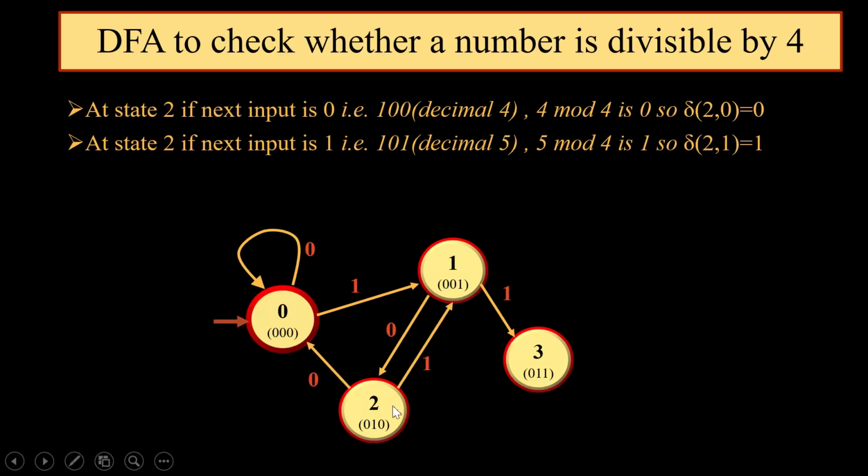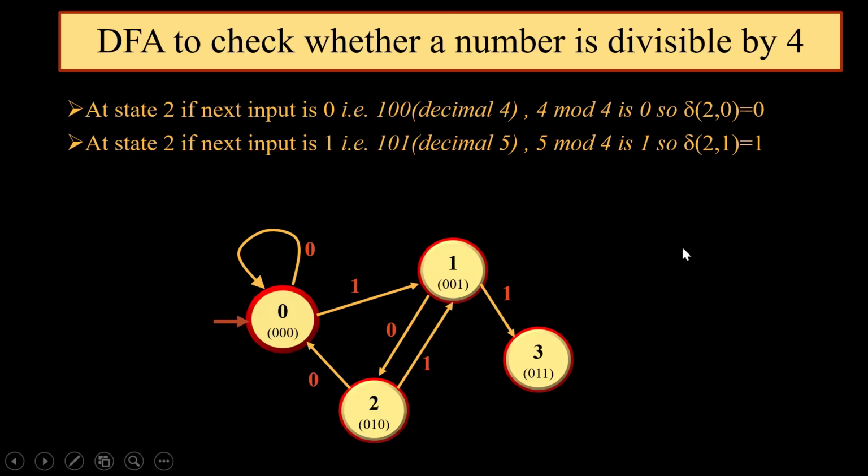We are at state number 2. That means we are at 1 0. We receive 0. That is equivalent to 4. 4 mod 4 is 0. So we have output as 0. And if we are at 1 0 and we get a 1, which is equivalent to 5, 5 mod 4 is 1. So the transition from state number 2 on 1 is 1.